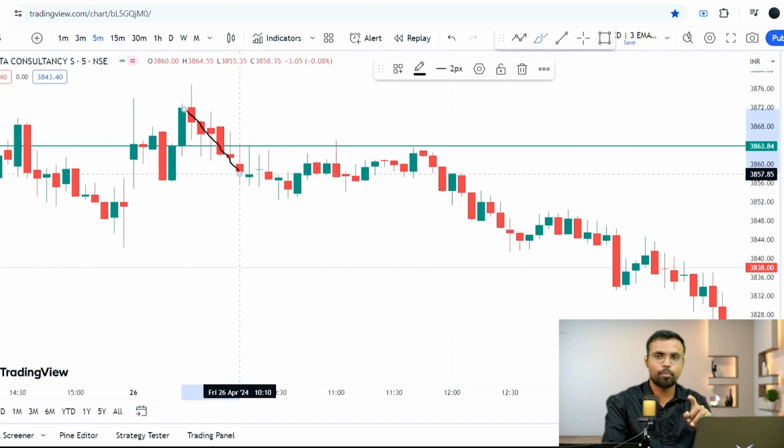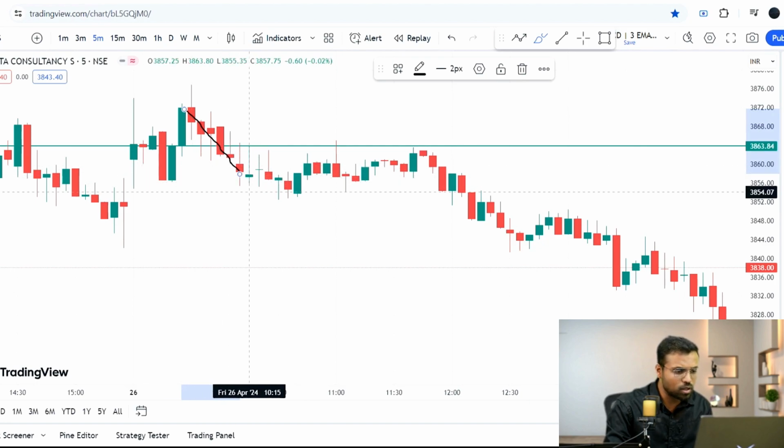This is the first step of identification of domination. We have identified. What is the second step? We need confirmation. How do we get that? We will wait for the buyers to come for the first time to fight back once they get defeated, once they get dominated, right? Let us use the word dominated instead of defeated. Defeat will be on the confirmation.